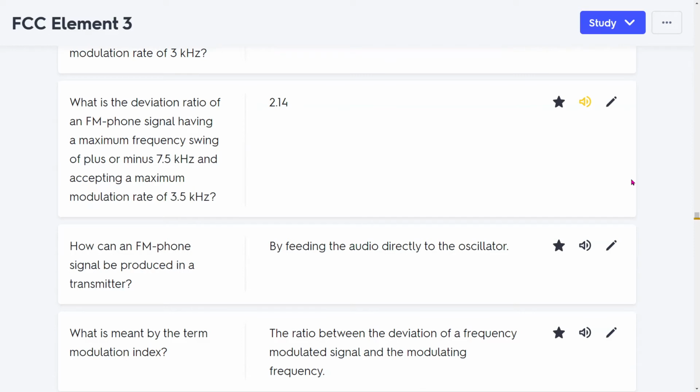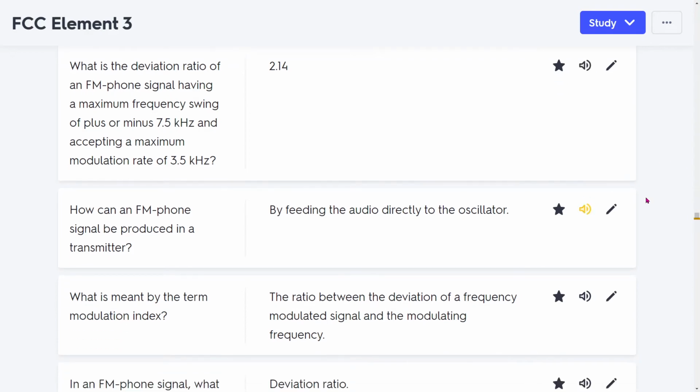What is the deviation ratio of an FM phone signal having a maximum frequency swing of plus or minus 7.5 kHz and accepting a maximum modulation rate of 3.5 kHz? 2.14. How can an FM phone signal be produced in a transmitter? By feeding the audio directly to the oscillator.